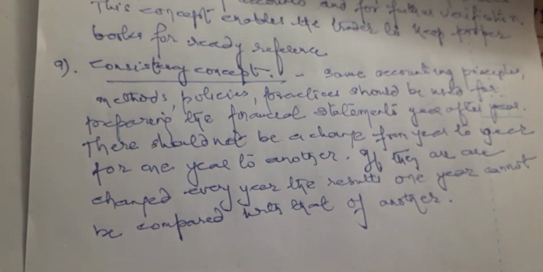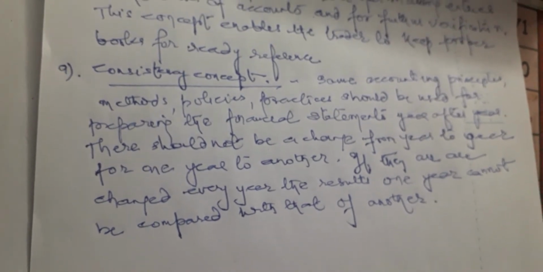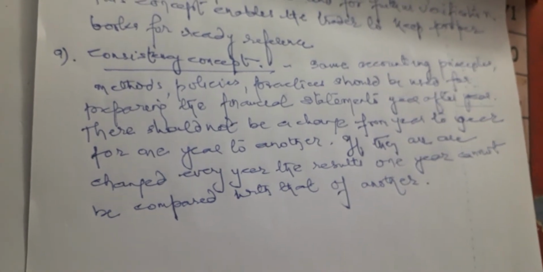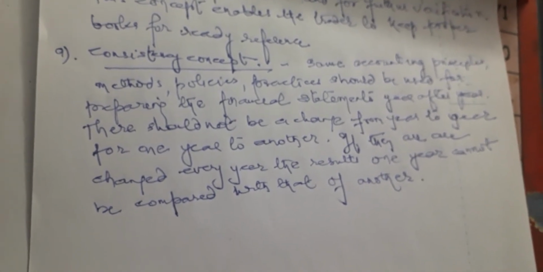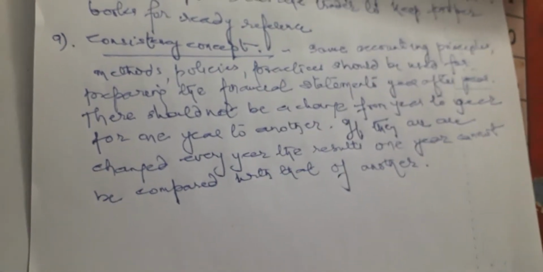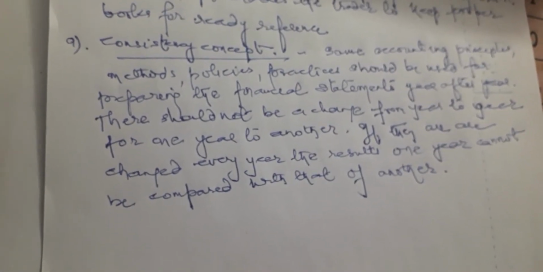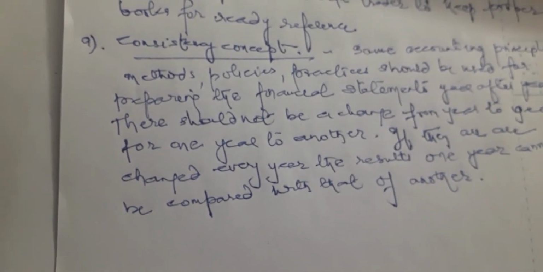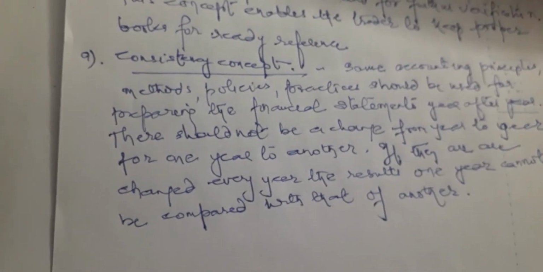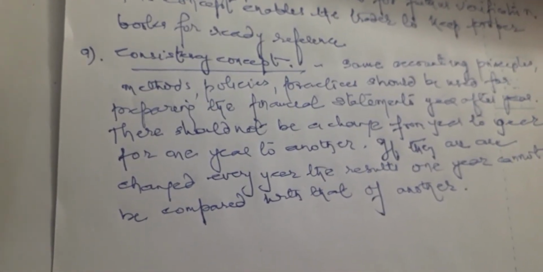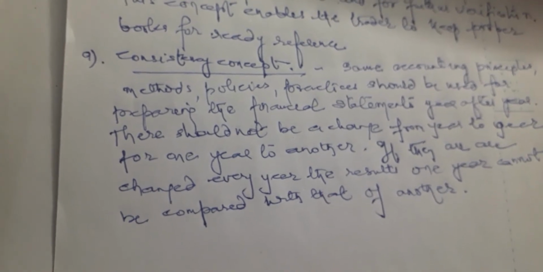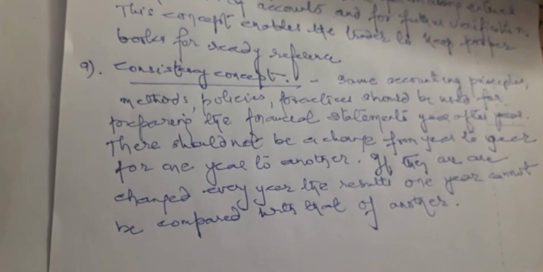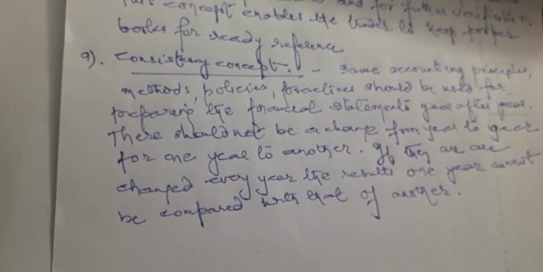For example, if one particular method of depreciation is adopted for a particular fixed asset, the same method should be followed for that particular asset year after year. If the method of charging depreciation on a particular asset is changed very frequently, it will become difficult to assess or calculate the exact depreciated value of that particular asset.